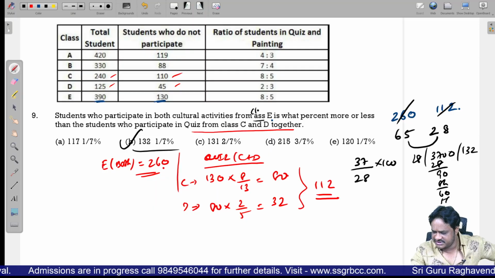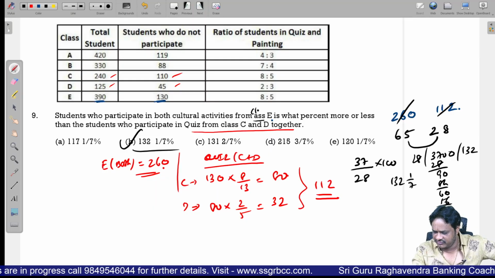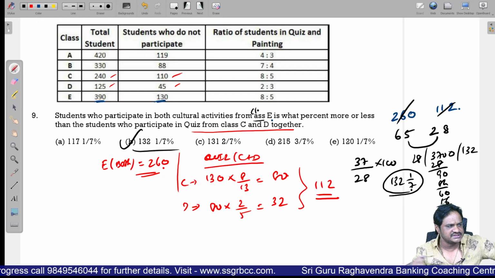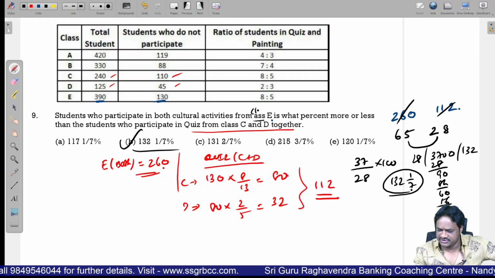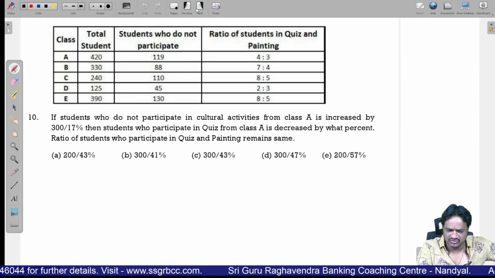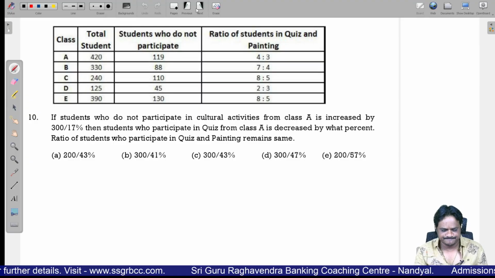132 1 by 7 is the correct answer. 132 4 by 28, and 4 by 28 is nothing but 1 by 7. So the correct answer is 132 1 by 7, option 2. Let us see the next one.